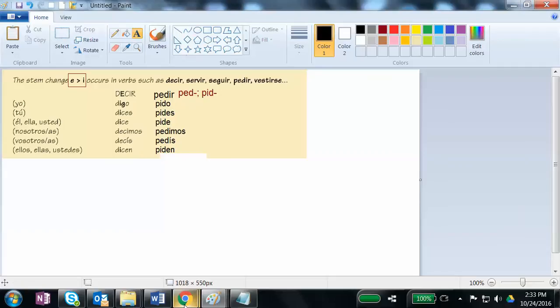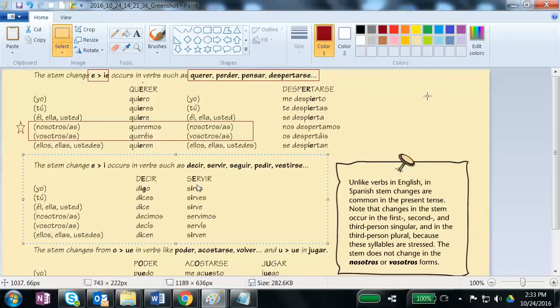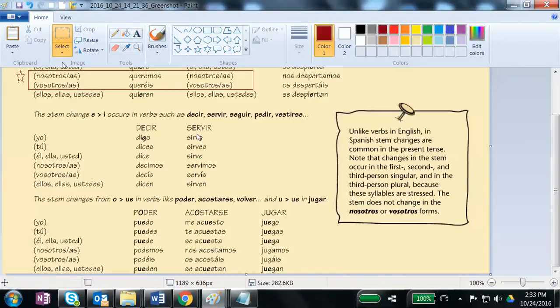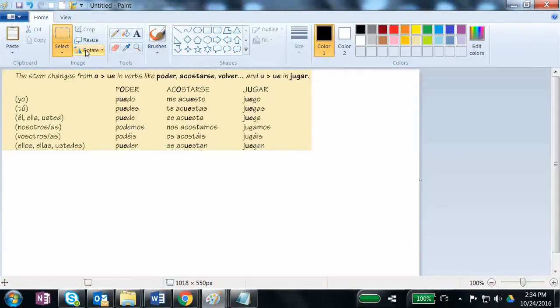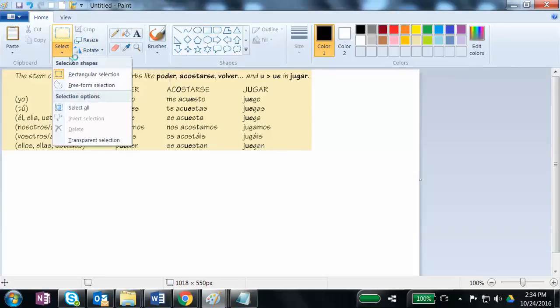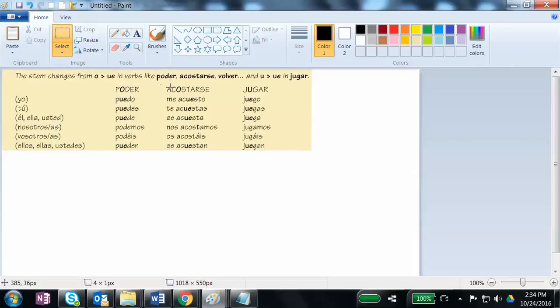Okay, and then there's one more set of these, which are O to UEs. They all work the same, but this time, instead of the stem changing from an E to an I, it changes an O to a UE. So they did poder. They've done pretty much all of them. Jugar also falls in this category because jugar is a U to UE, so they lump it together with the O to UEs.